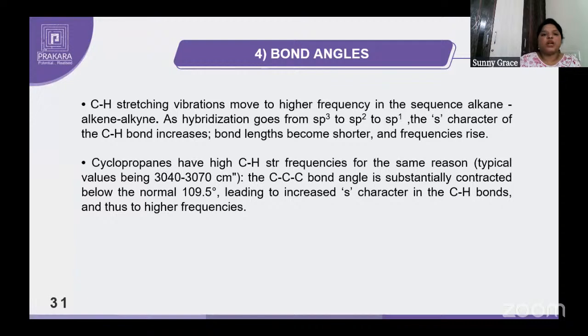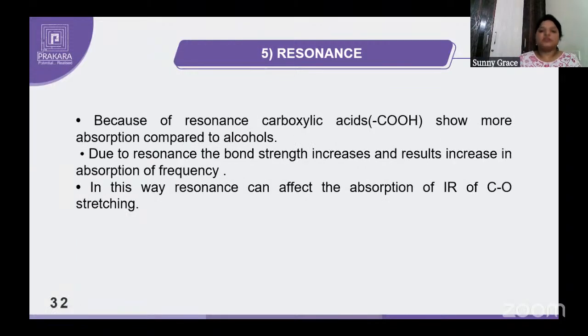Then coming to the bond angles. For the CH vibration, as the hybridization goes from sp3 to sp2 to sp1, the s character of the CH bond increases, the bond length becomes shorter, and the frequencies will rise. Okay, and the last parameter is resonance. Whenever resonance is there, for example in carboxylic acids or in alcohols, what happens? It will increase the bond strength, and it will result in an increase in the absorption frequency. So in this way, resonance can affect the IR absorption of CO stretching, that is the CO bond.